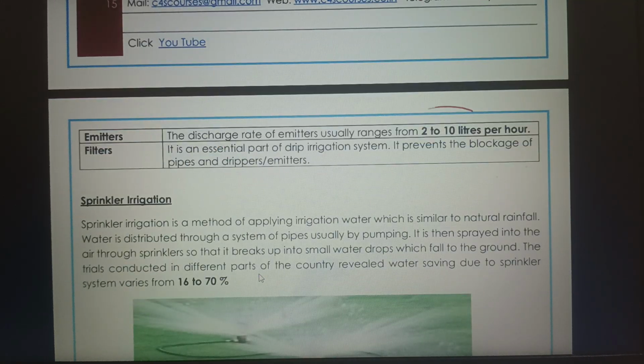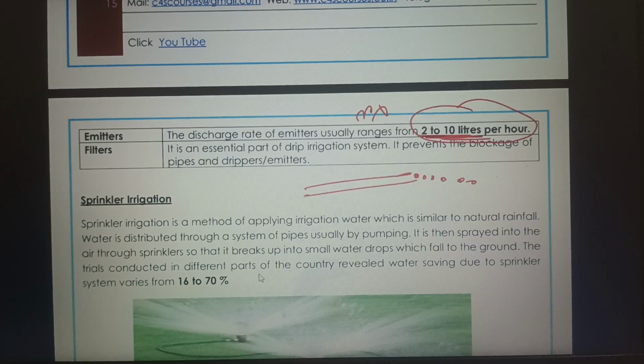Emitters, remember this value, the rate of the emitter, because ultimately in drip irrigation you are focused on what? You are focused on slow emission of the water. So if it increases more than this, so it will not be called as a drip irrigation. So this emission rate of 2 to 10 liters per hour is very important for your examination.